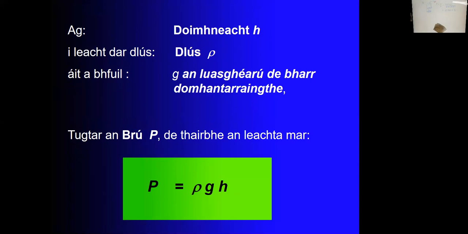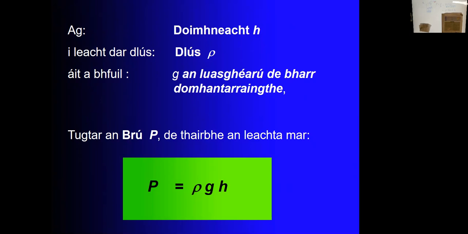Find the pressure due to the mercury at a depth of 0.76 meters in a container of mercury. So we use the formula P equals rho g h, and the answer is in pascals.